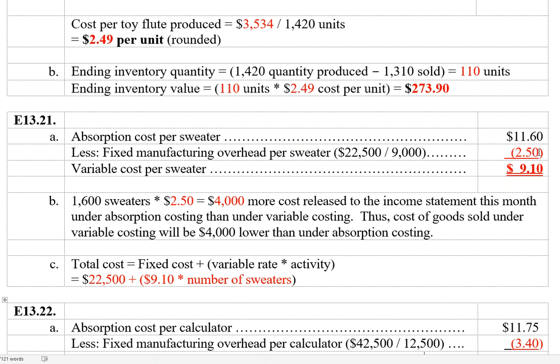If we take that fixed portion out of there, then we come up with a cost per sweater of $9.10, and that's all they're asking you to do. If you take 1,600 sweaters, which is the amount they gave you in B, times that 250 that you came up with, then we understand that $4,000 more cost is going to go to the income statement under absorption costing than under variable costing.